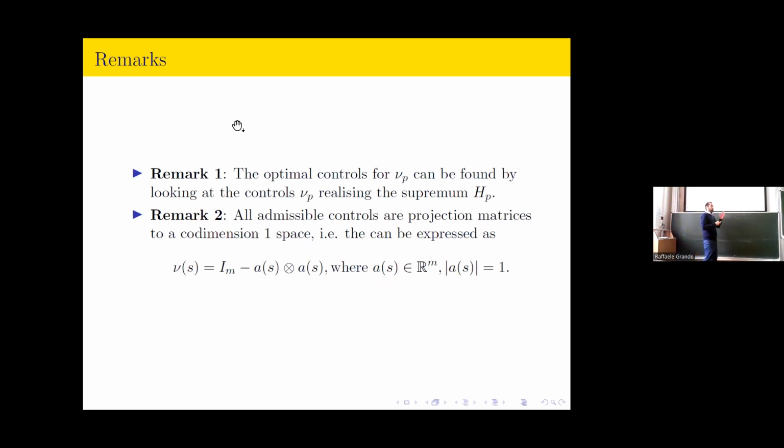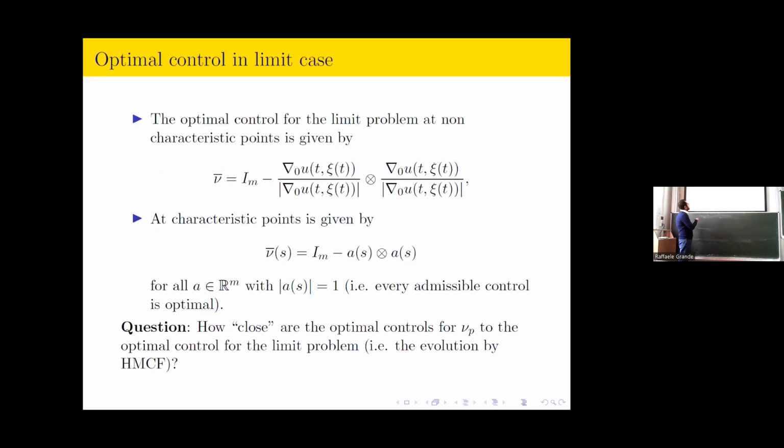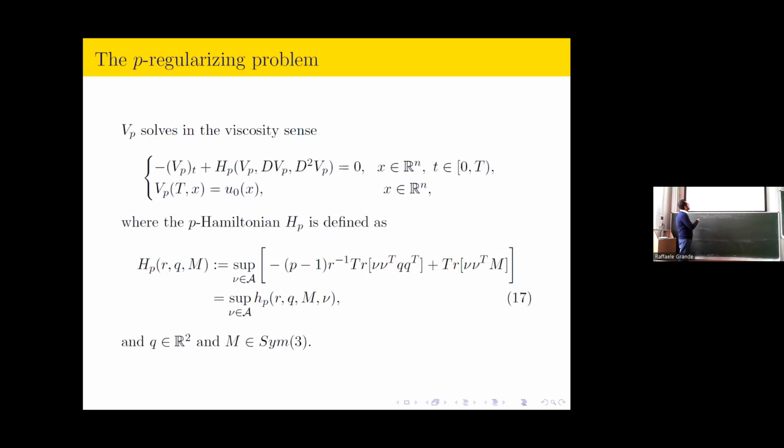which gives us the idea that we can start by taking a control. We know that we start with a vector of length 1. We can rotate this vector with a 2 times 2 matrix, and then we obtain all the possible admissible controls. So this leads to the following theorem. We can consider HP like in 17, that is this one.